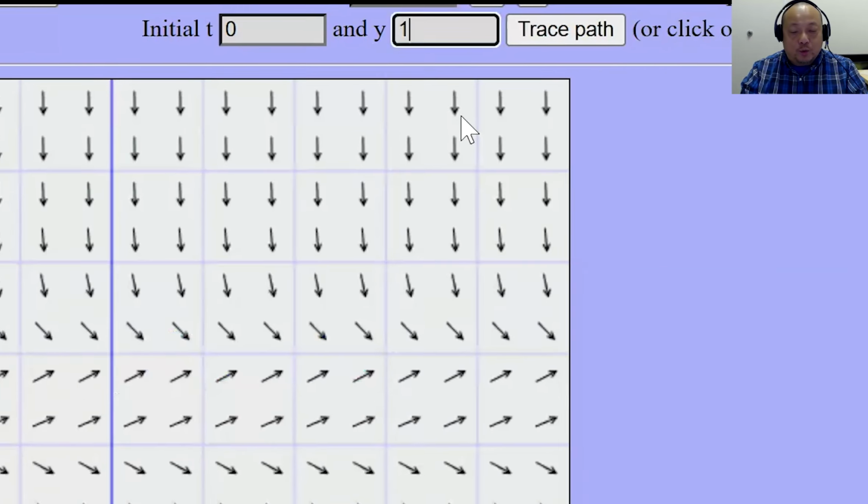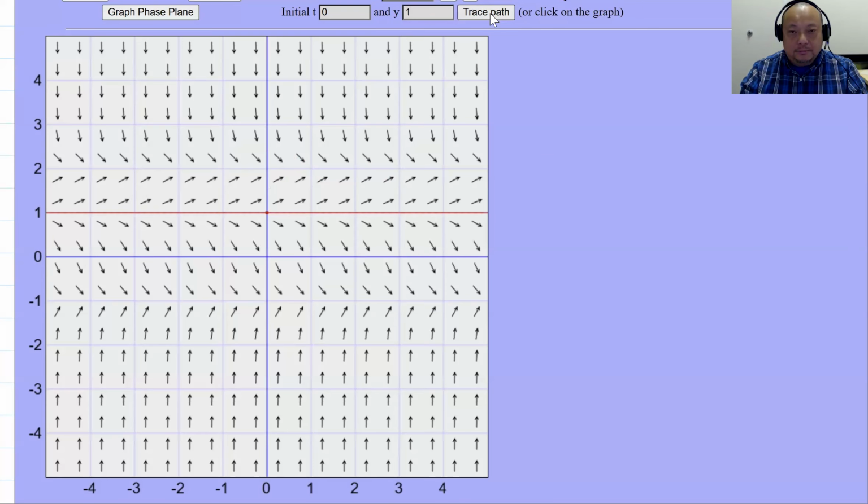Now let's take a look at y equals 1. Also in equilibrium, but if we're off by a little bit, then the curve will send us away from the equilibrium. Above, yes. Below, also. It moves away. And therefore, it is an unstable equilibrium. That's the line y equals 1.